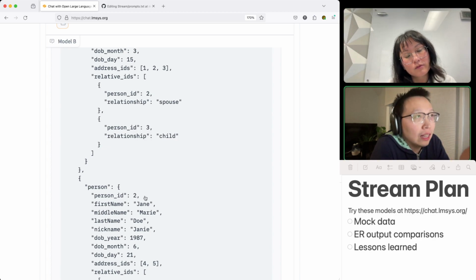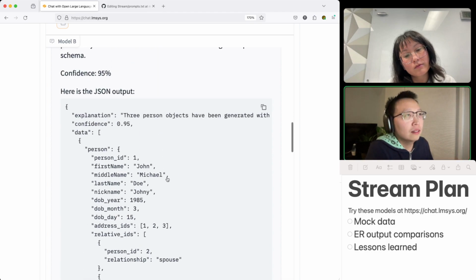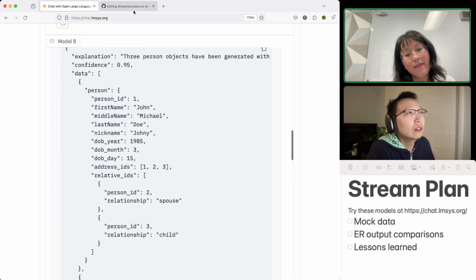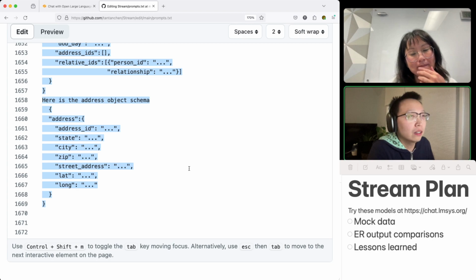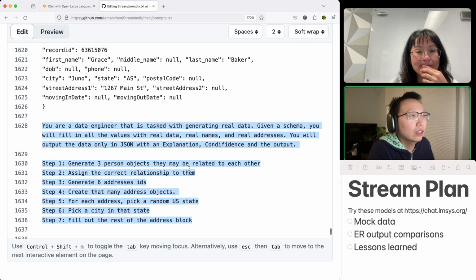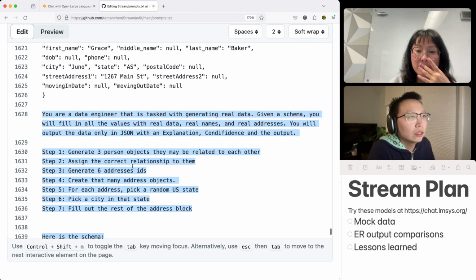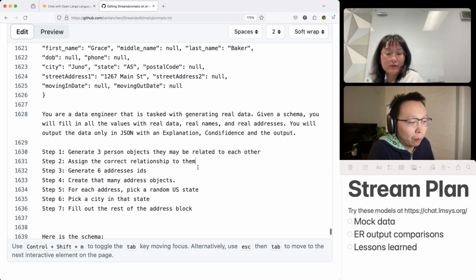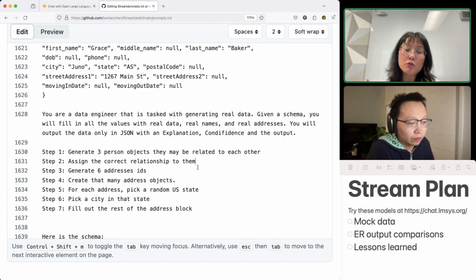So the person was just saying that we can just explain in the prompting how we want the relationship to work. That is the basic advice here. So let's try. They may be related to each other. Assign the correct relationship to them. Relationship to person. I don't know. Wait, that's still the same. Relationship relative to.